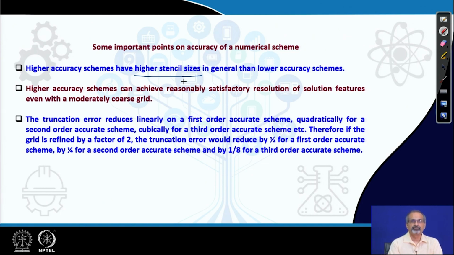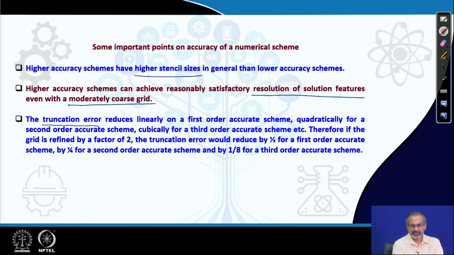You may recall that. Second point, higher accuracy schemes can achieve reasonably satisfactory resolution of the solution features even with a moderately coarse grid. That means, you may not have a very fine mesh, you may have a rather rough or coarse mesh, but if it is a higher order accurate scheme, even on that coarse mesh, it will give you fairly good distribution of the solution features comparable with a lower order accuracy scheme which is using a much finer mesh. So, that is the magic of the higher accuracy schemes.